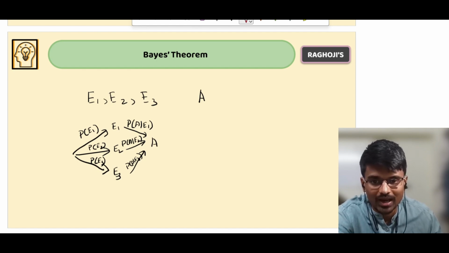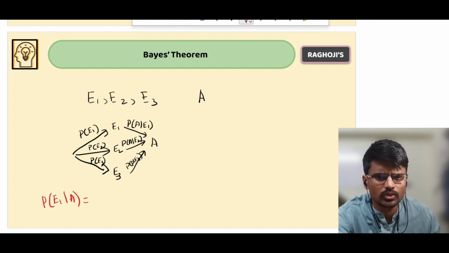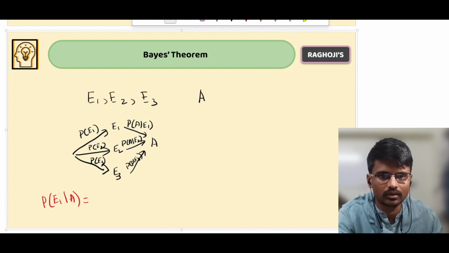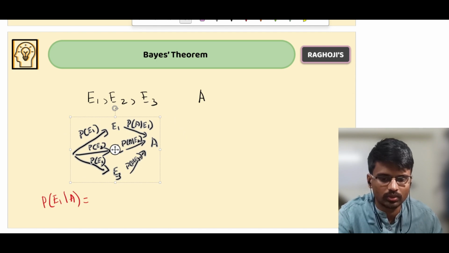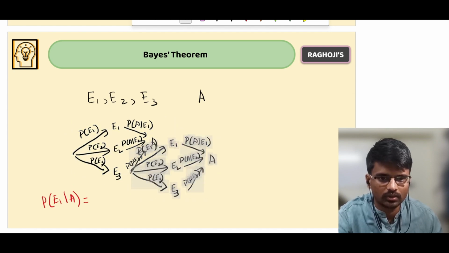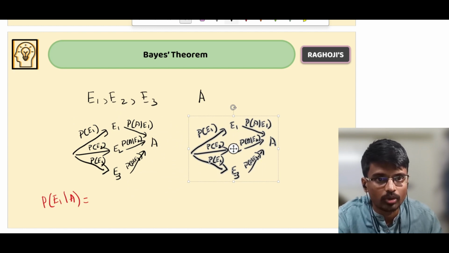So coming to the next part. Now the question will ask us like this: probability of E1 when A has occurred. This is what the question is. So it is very easy. So let's understand how to find out the formula. Just a second. Let me have a copy of this so that I can show you nicely. Okay. So now comes the formula part.